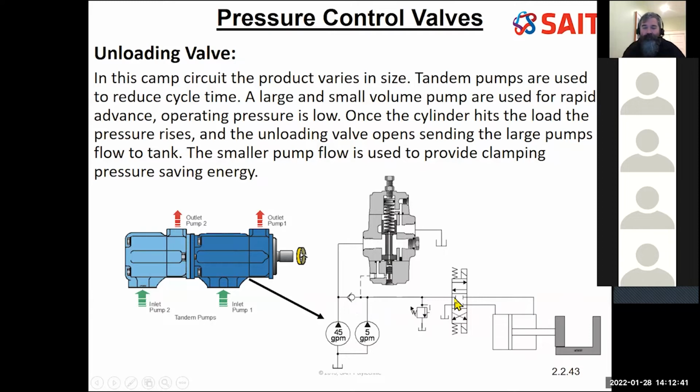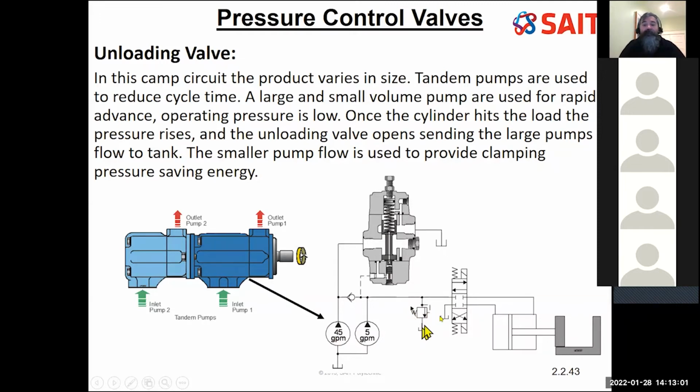But then we hit a block. There's nowhere for the flow to go. Pressure is going to build up, and this is going to dump all my flow, 50 gallons per minute, at whatever this pressure relief valve is set to. So say I've set this to 1000 psi.